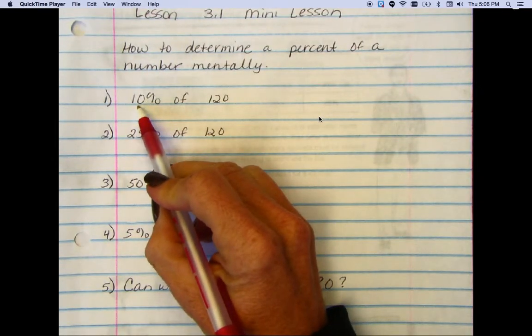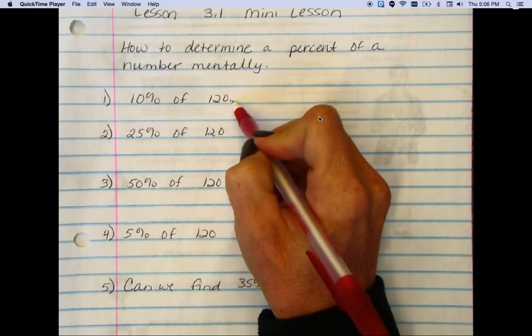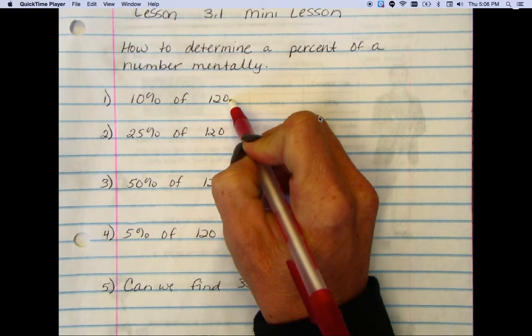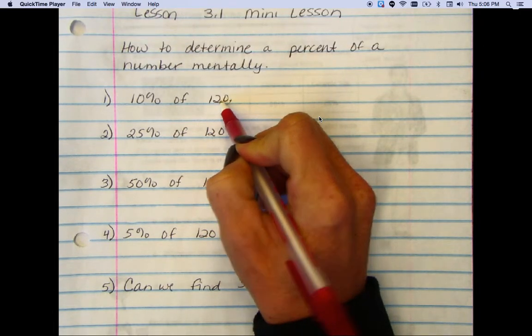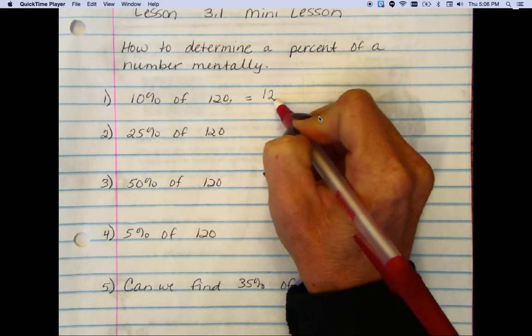10% is very easy to find. You take the decimal, and when we have a number and we don't see a decimal, it's at the end, and we're moving it one place over. So 10% of 120 would be 12.